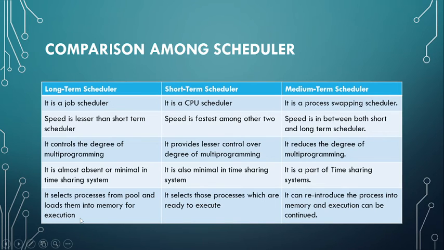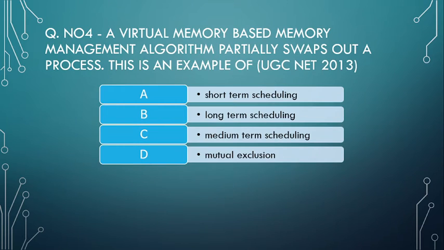The long term scheduler selects processes from the pool and loads them into memory for execution. The short term scheduler selects those processes which are ready to execute. Here the short term scheduler selects those processes which are selected by the long term scheduler, and the medium term scheduler can reintroduce the process into memory and execution can be continued. So, this is a comparison among schedulers.